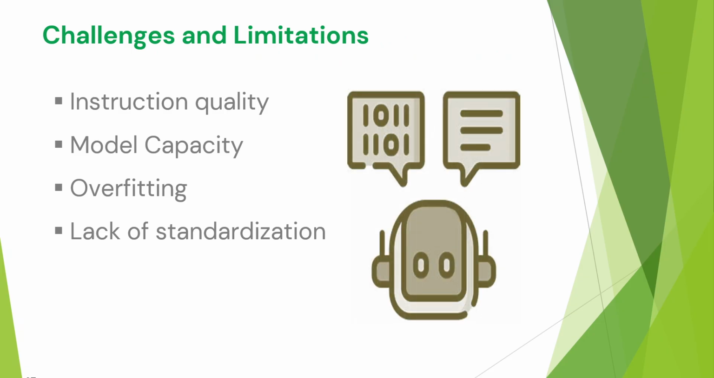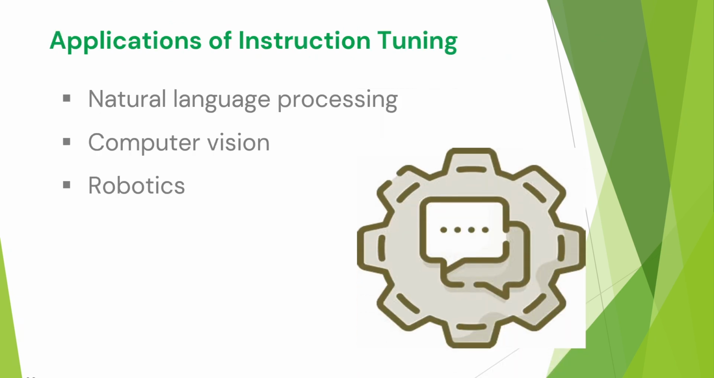Its challenges and limitations involve instruction quality that can significantly impact the model's performance. Also, the model's capability to understand and follow instructions can be limited. The model may overfit to the instruction and fail to generalize to the new task or domain. And finally, there is currently a lack of standardization in instruction tuning, making it challenging to compare and evaluate different approaches. Its applications involve natural language processing, where it can be used on tasks such as text classification, sentiment analysis, and question answering. Also, it is used on computer vision models such as image classification and object detection. Finally, it is used to improve the performance of robotic systems on tasks such as navigation and manipulation.